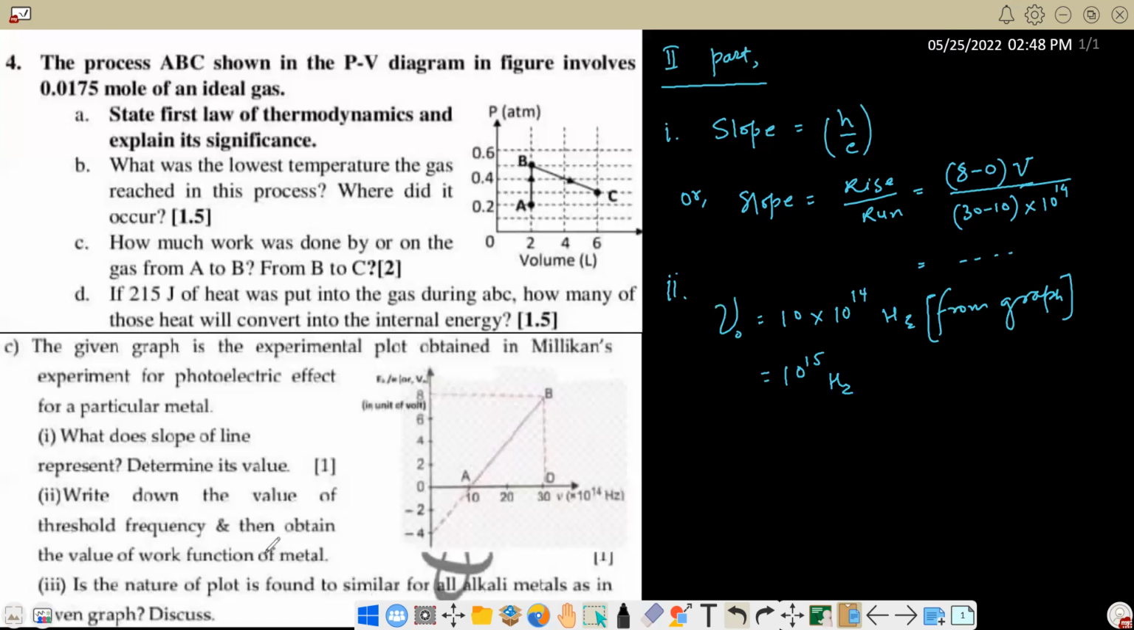And then obtain the value of the work function of that metal. Okay, since work function phi equals h times nu naught, we also know the value of h, 6.63 into 10^-34. We just found the value of nu naught. So if we multiply these two, this comes in the order of joule, or you can even express that in electron volt as well. Okay, let us look at number 3. In number 3, the nature of the plot is found to be similar for all alkali metals as in the graph discussed.